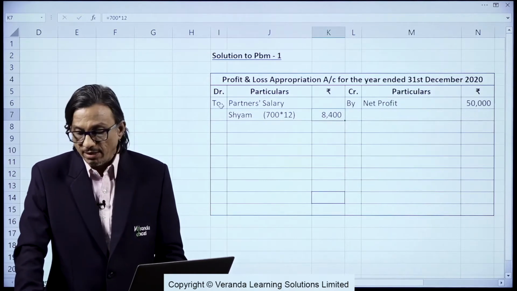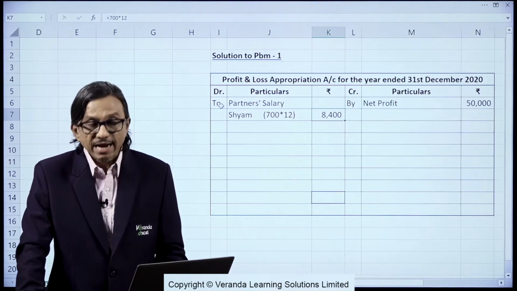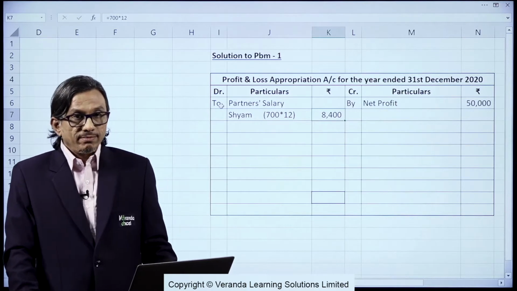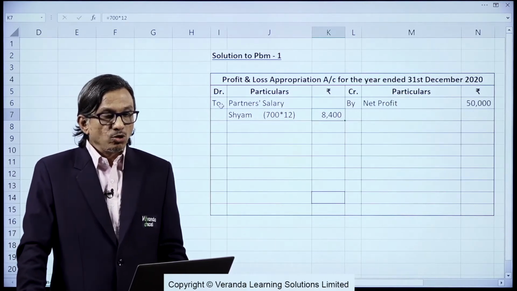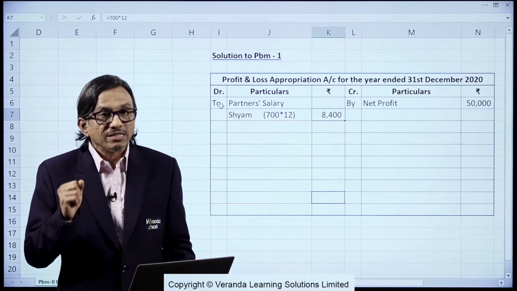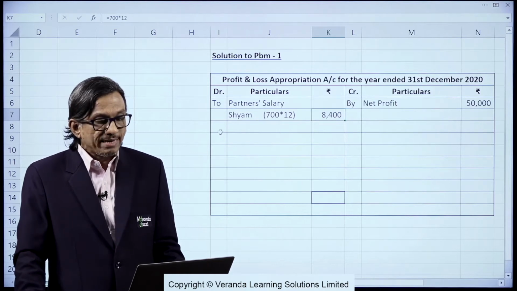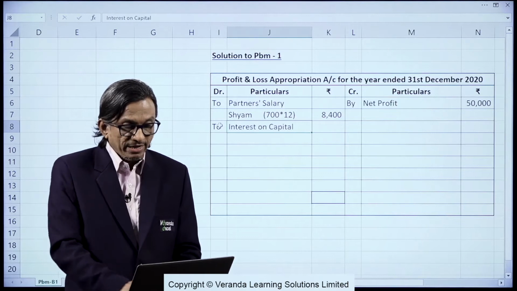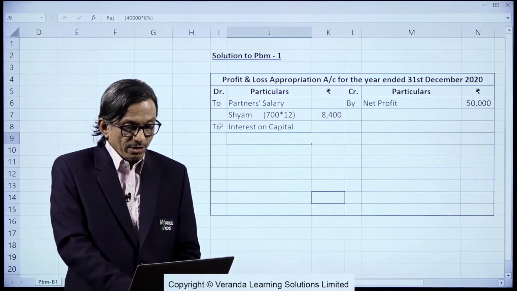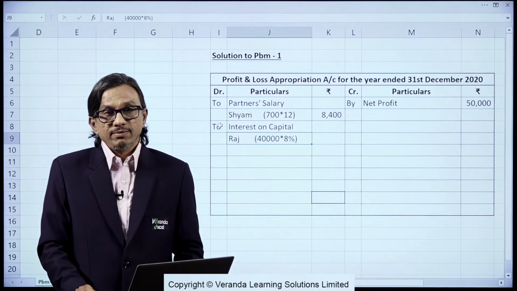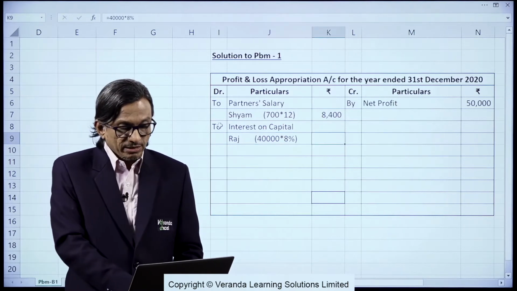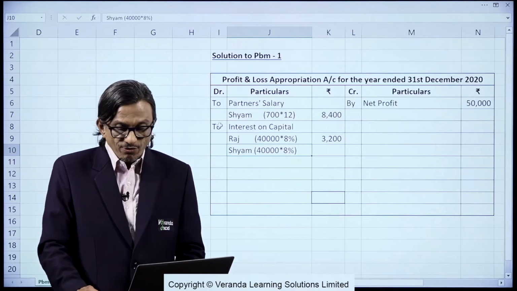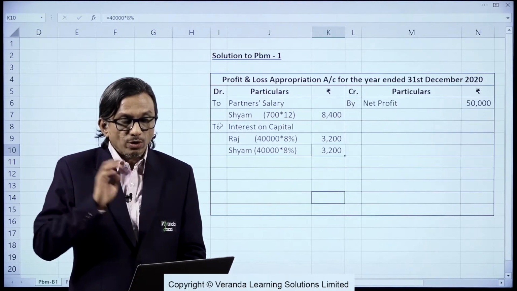Interest on capital to be allowed and interest on drawing to be charged at 8% per annum. So interest on capital also should be paid out of the profits. So what is the entry for that? We have to debit the P&L appropriation account as to interest on capital. How much will be paid to Raj? 8% on 40,000, that is 3,200. Similarly for Shyam, 40,000 at 8%, that is 3,200.